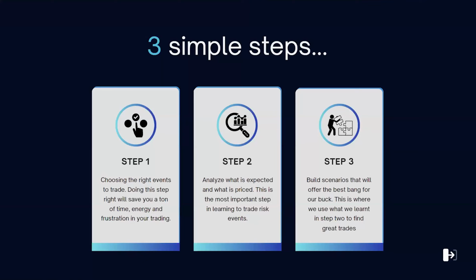You need 3 things to trade risk events successfully. Firstly, you need to know what events to trade, right? I know that's obvious, but for many, that's the first hurdle. They look at the calendar and they're like, wow, I have no clue what to trade. What should I prepare for? What's going to move the market? So that's the first one, knowing which events to trade.